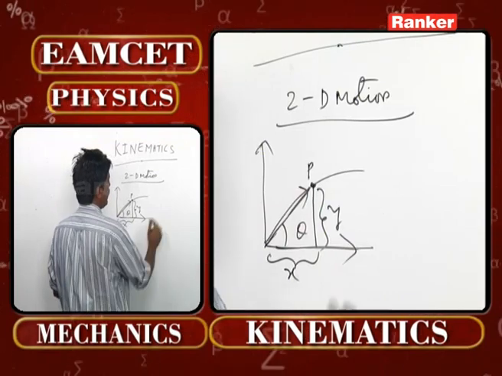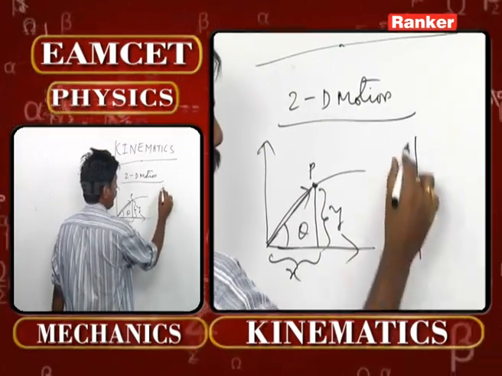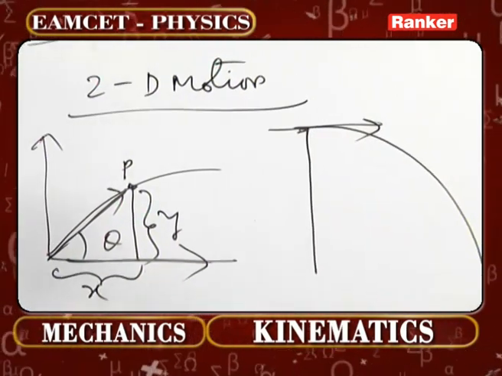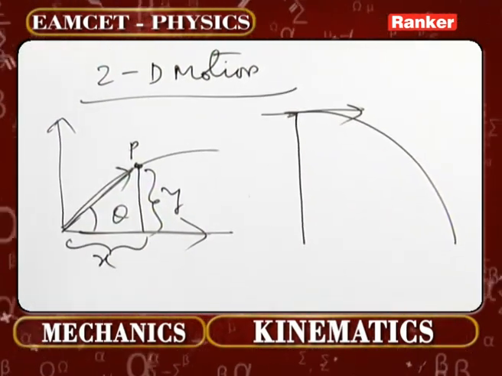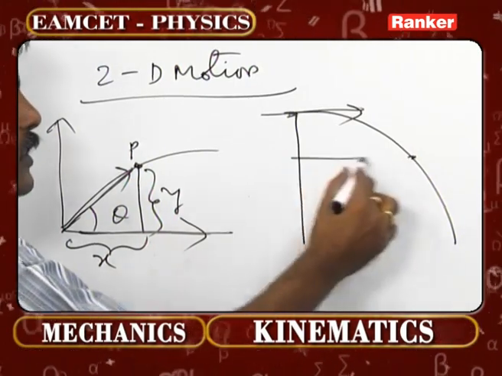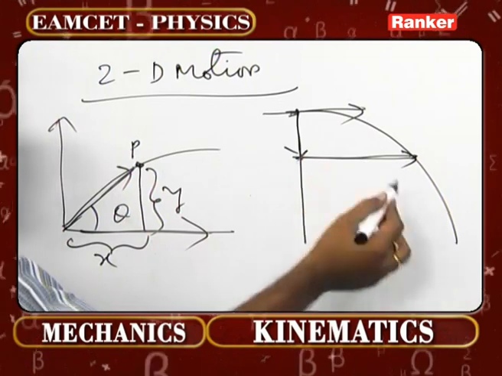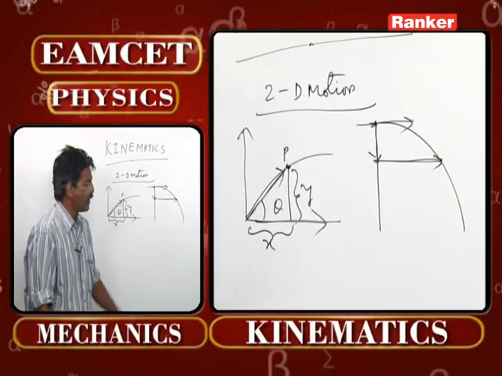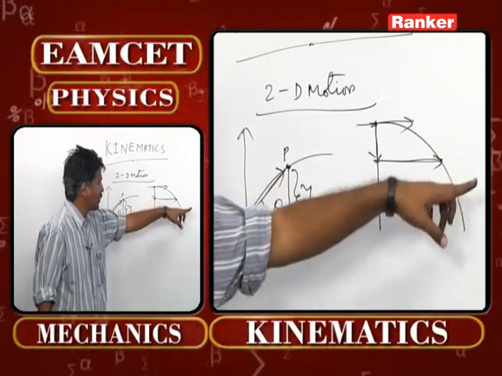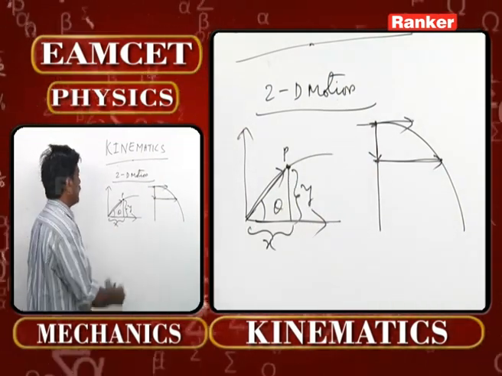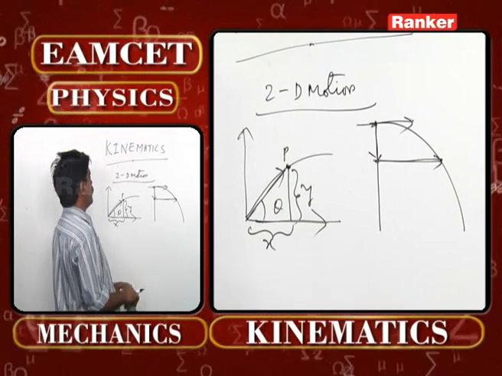Another example is suppose this is the top of a tower, you project a body horizontally, it travels like this. In this case also what is happening, at any point of time it is having displacement in this direction, horizontal direction, and in this direction. So simultaneously here also there are two displacements in the horizontal and vertical direction. So these are the best examples for two-dimensional motion.